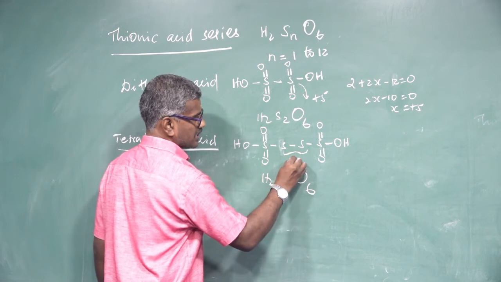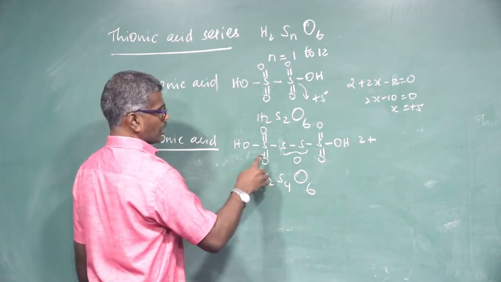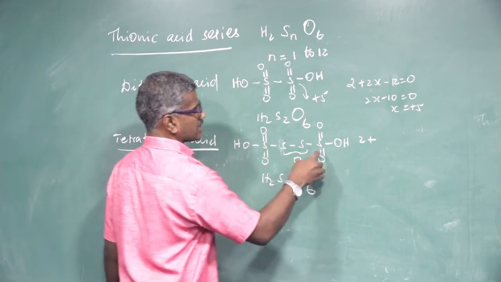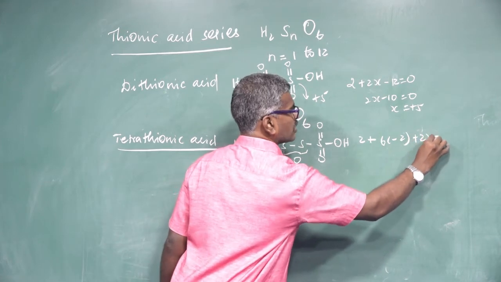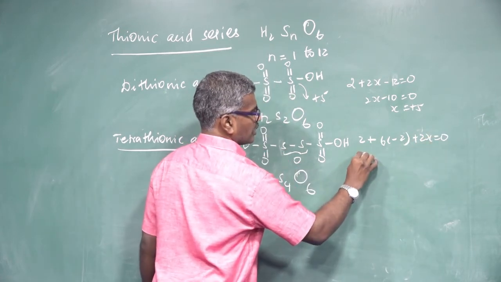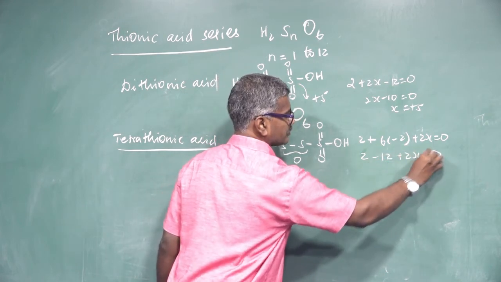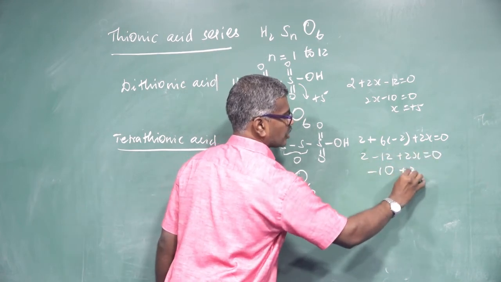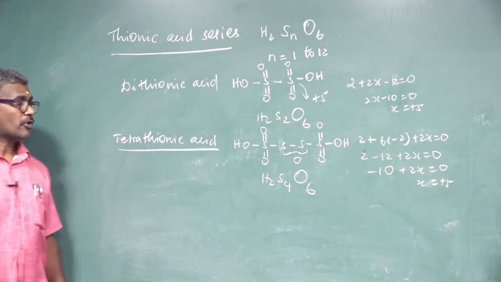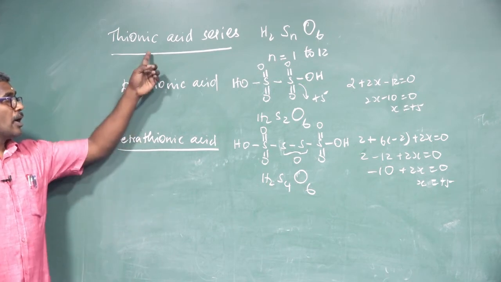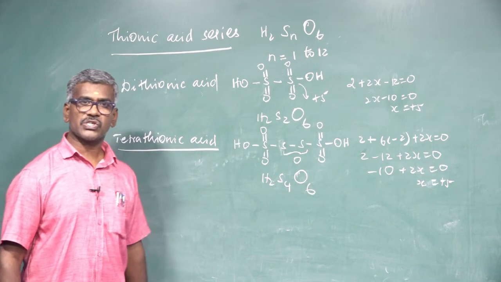This one oxidation state is 0. How many hydrogen? 2 hydrogen. How many oxygen? Here 6 minus 2 plus 2x equal to 0. 2 minus 12, 2x equal to 0. 10, 2x equal to 0. X equal to plus 5. Whatever may be any thionic acid series, sulfur exhibits plus 5 oxidation state.